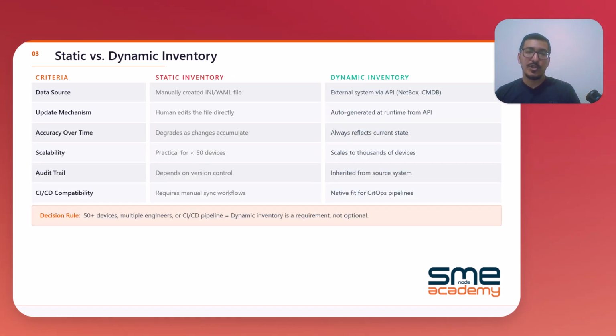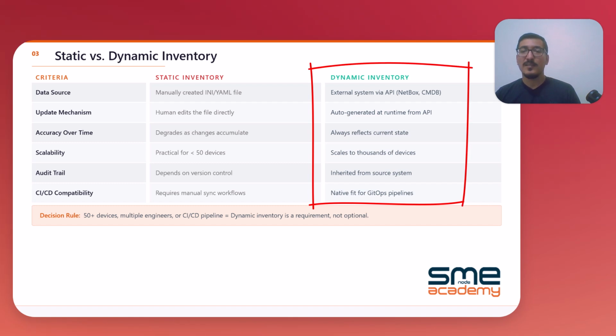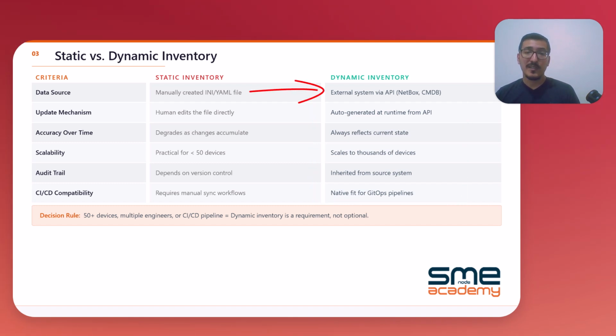So, what's the solution? Dynamic inventory. Instead of manually maintaining inventory files, Ansible retrieves device data directly from Netbox through APIs. That means your inventory is always updated automatically. New device in Netbox, Ansible sees it immediately. Device removed, gone from the inventory automatically. No duplicated data, no outdated files, no manual synchronization. And that's why dynamic inventory has become essential in modern network automation.